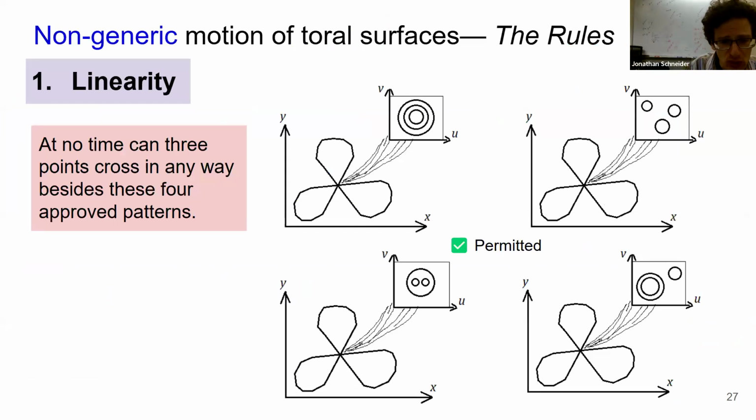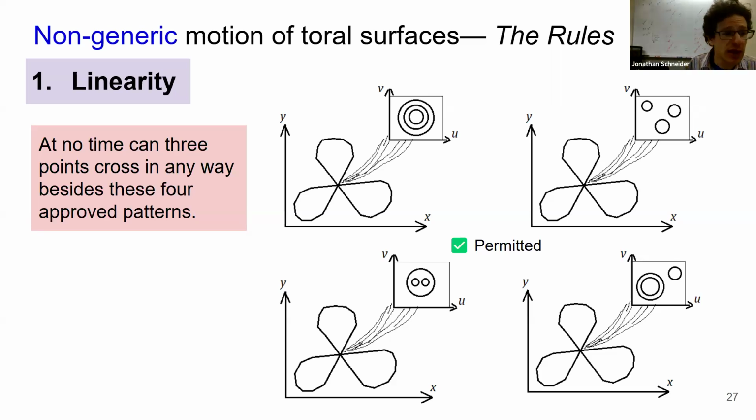Now, in order to approach this goal, it would be nice to learn a bit about what these non-generic motions can possibly look like. So it might not surprise you to learn that there are, once again, three rules about what these possibly non-generic motions might look like in terms of their crossing data. It turns out to be almost the exact same as the three rules we had for static objects. Motions in static objects also obey linearity, stability, and monotonicity. Let me show you how it turns out this time.